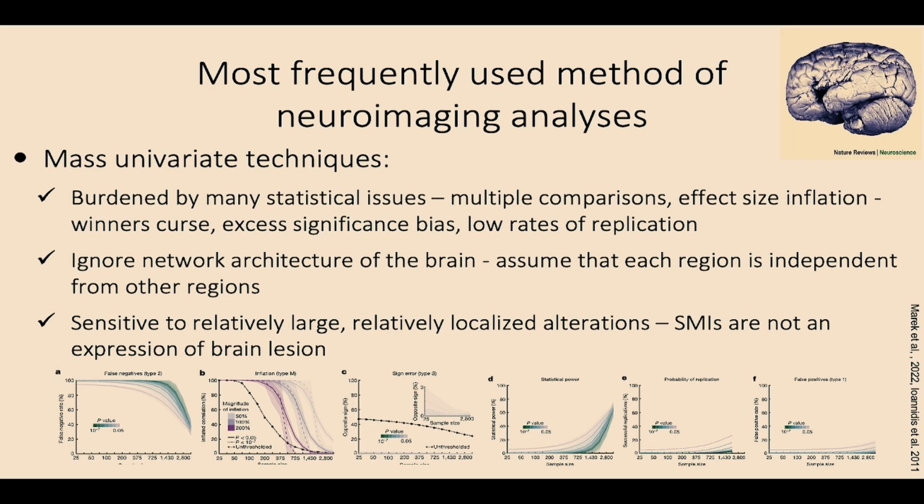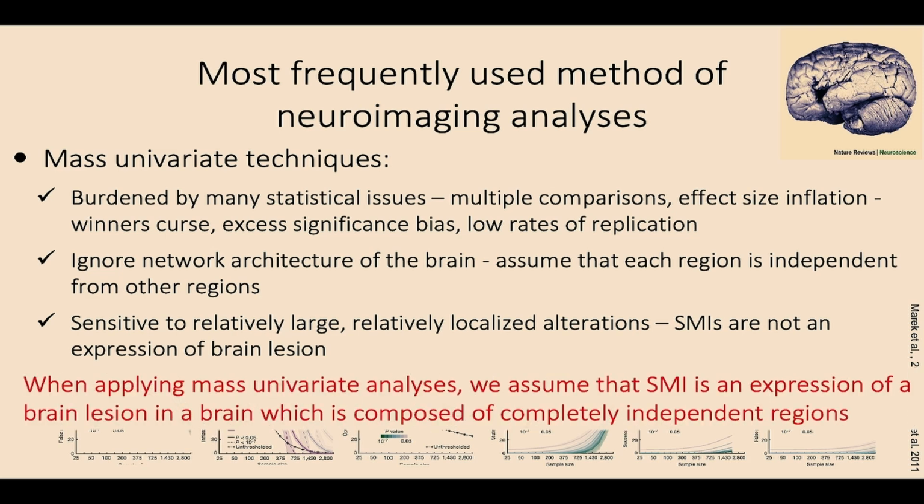This type of approach is sensitive to relatively large, relatively localized alterations. So maybe it would work well if you wanted to locate the lesion in Phineas Gage, but it's not going to work well in severe mental illnesses, which are complex brain disorders that are not related to changes in a single region. So effectively, when we're applying these mass univariate analyses, we assume that SMI is an expression of a brain lesion in a brain which is comprised of completely independent regions.